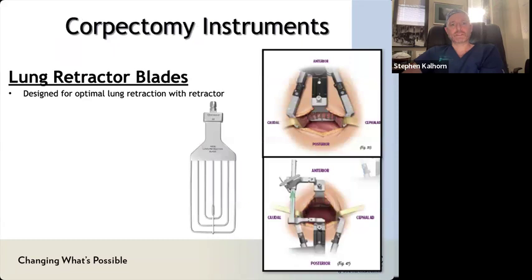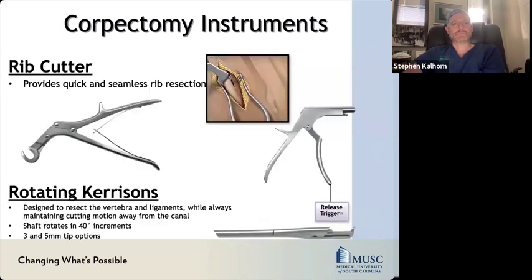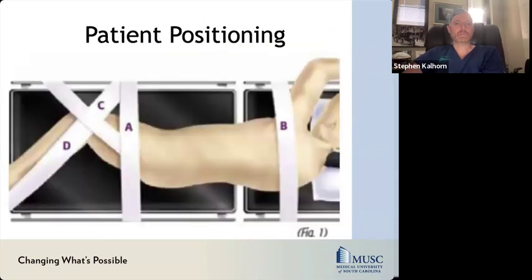Lung retractor blades to shove stuff out of the way. These Doyens and Alexanders, you saw in the video, are still really key to strip the periosteum off the rib head and to get the neurovascular bundle out from underneath the rib. It comes with rib cutters and great Harrisons, and corpectomy Lexels, which are double action and can help remove vertebral body for doing a corpectomy for tumor or whatever.